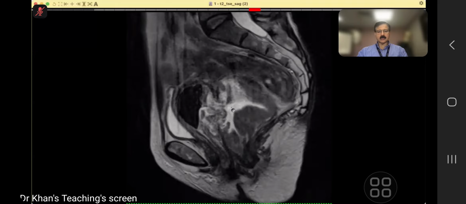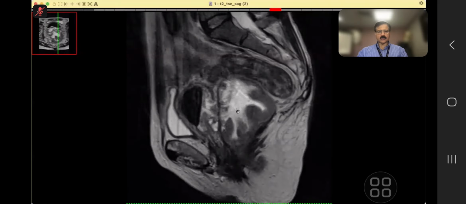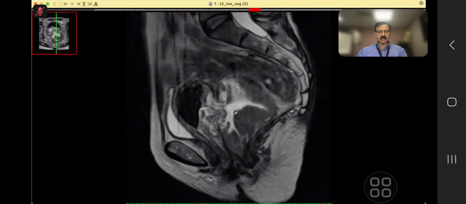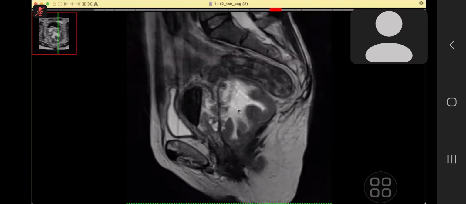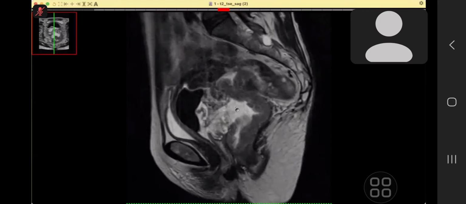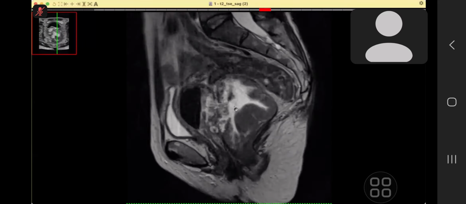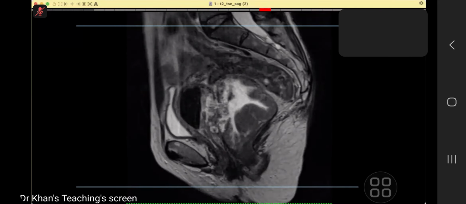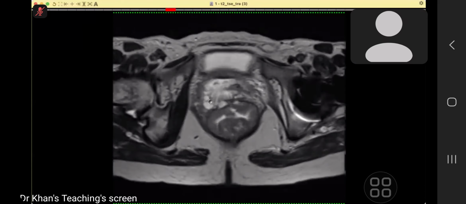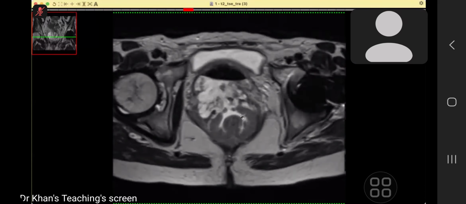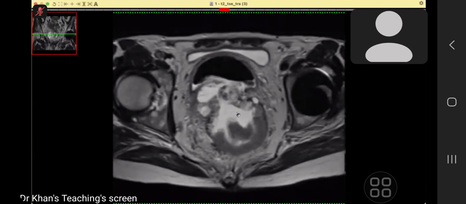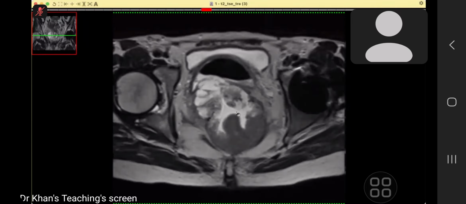So what is this high signal intensity focus? What do you say again? Well, I assumed it is the lumen or necrotic part of the mass. Necrotic part of the mass. If it is high signal on T2, so fluid.